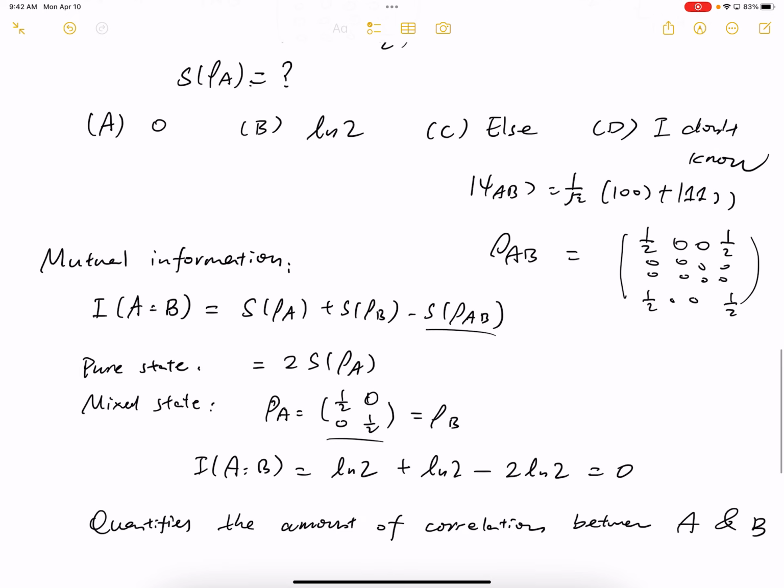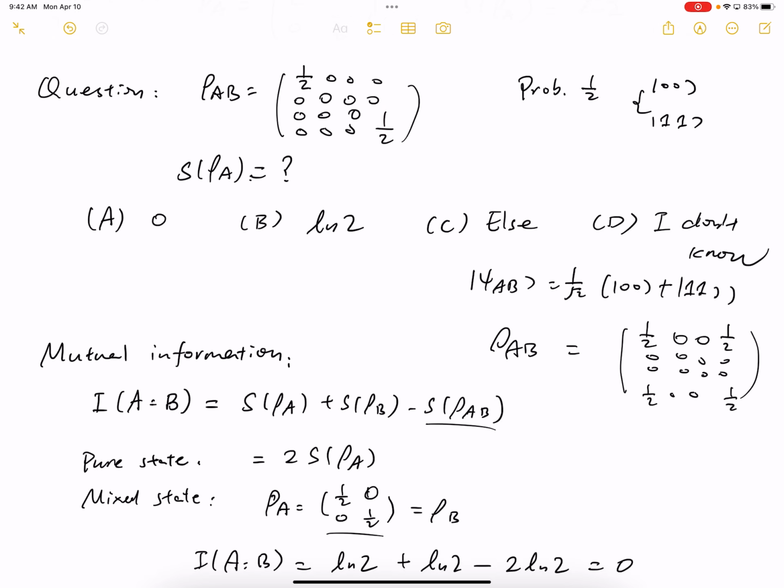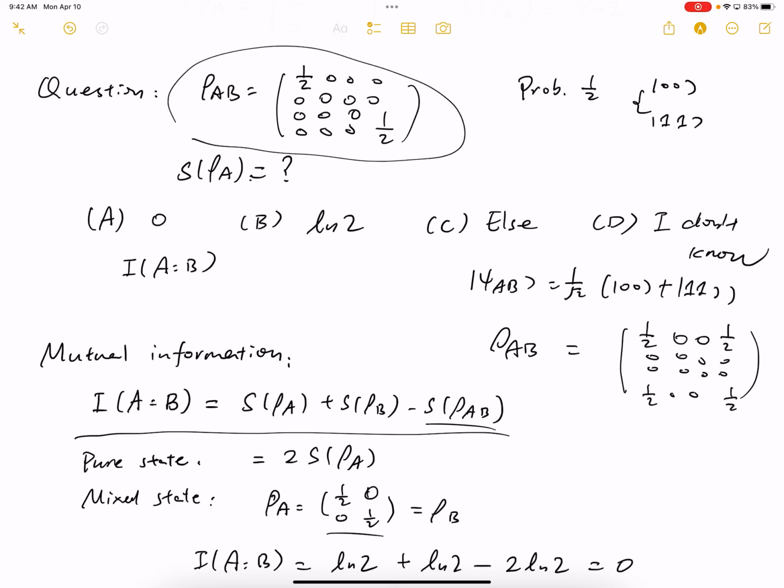Okay, so I'm going to explain whether that correlation is classical or quantum in just a little bit. But I want to first let you do a small exercise. We just introduced this mutual information, and I want you to calculate the mutual information for this state we just calculated. And still, I give you these answers, so you can see which one it should be.